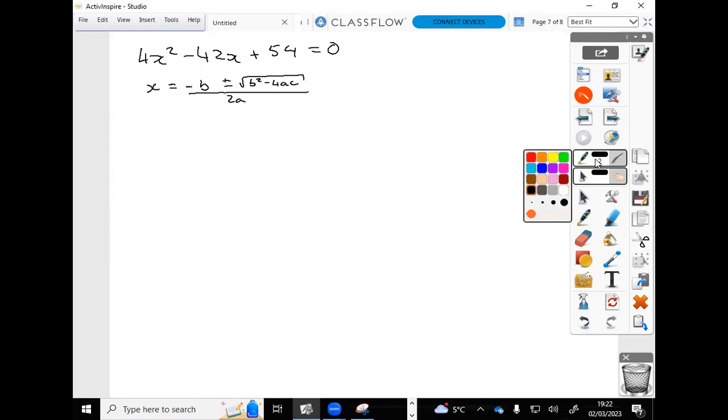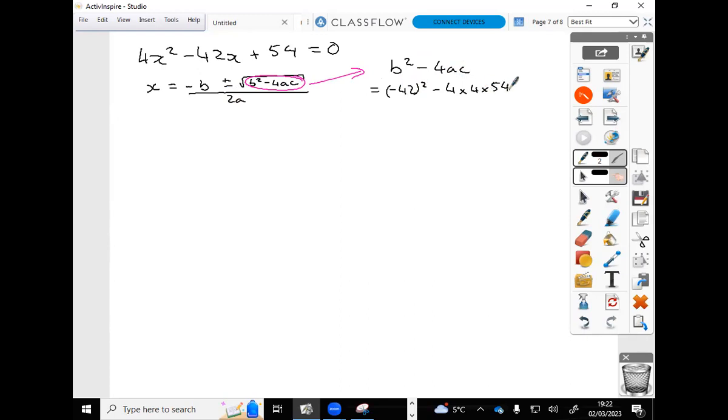I'm going to take that b squared minus 4ac to the side to do it. Remember, you get a mark just for that. So b squared is negative 42 squared, minus 4 times 54. Negative 42 squared is positive 1764, minus 864. Get 900.